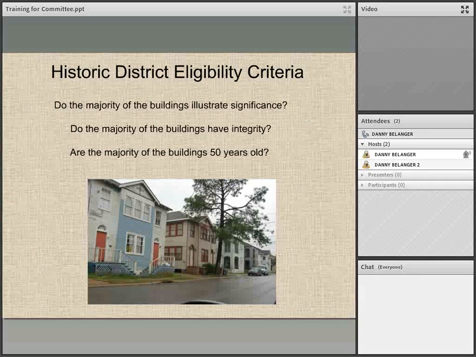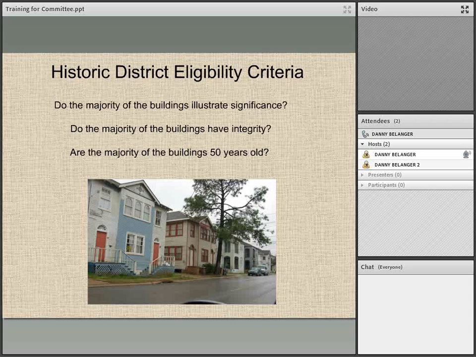When you're looking at the criteria as related to historic districts, it's a little different, and you'll want to look at, do the majority of the buildings illustrate the significance for the district's listing, so whether that's architecture or history related to its development. Do the majority of the buildings have integrity? And are the majority of the buildings over 50 years old?